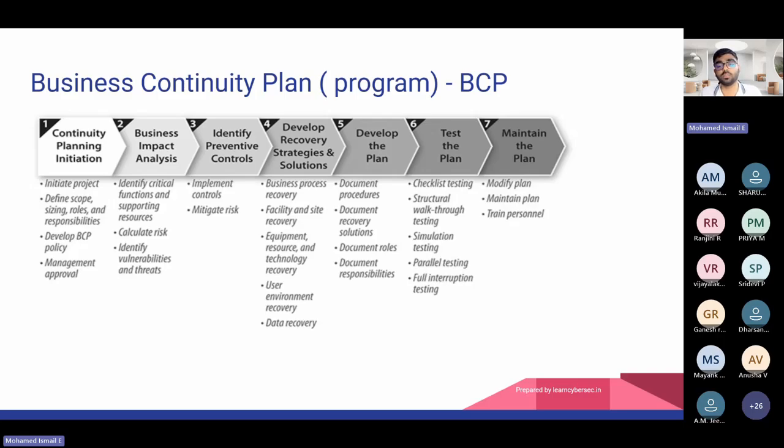Now come to business process recovery and facility and site recovery, and develop a recovery strategy solution. So once the flood has happened, how to recover the business. So imagine this scenario in multiple businesses and factories or different sectors, depending on the multiple incidents.